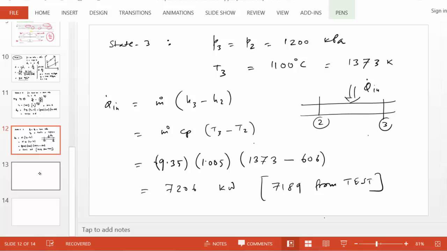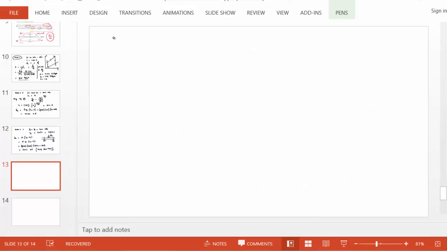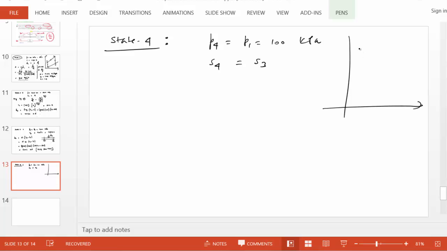So the final device or final state also is state 4. So recall that's the turbine exit state. So P4 is P1, and entropy we know at S4 and S3 are constant. So this is our turbine from 3 to 4, isentropic turbine. We know all about state 3 and we need to find T4.